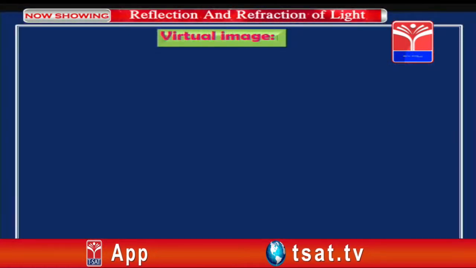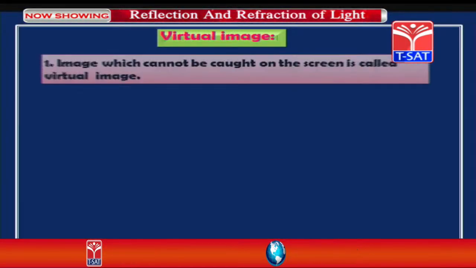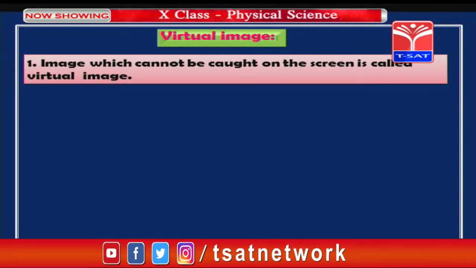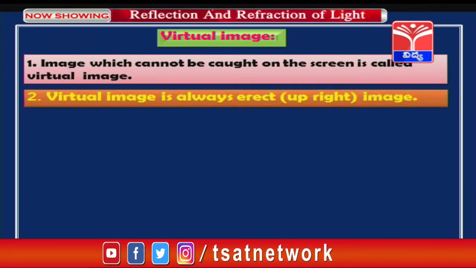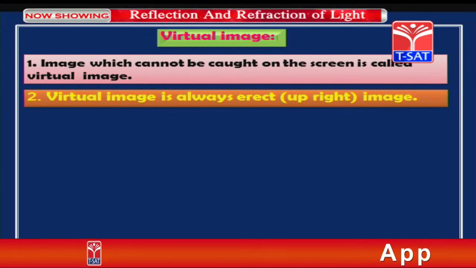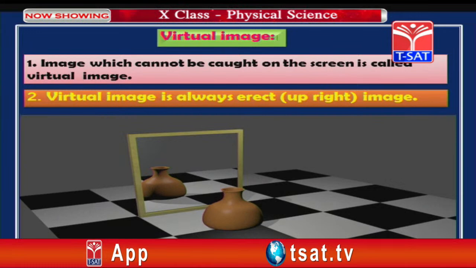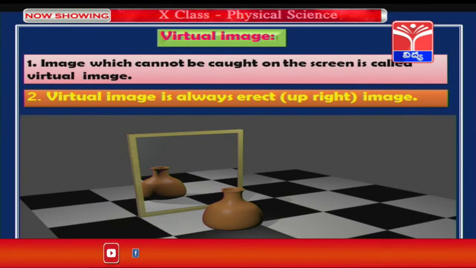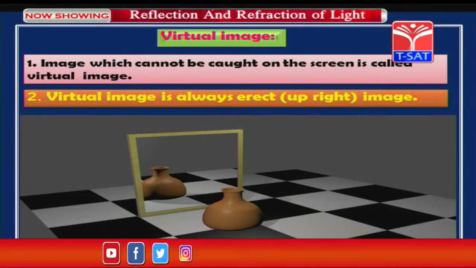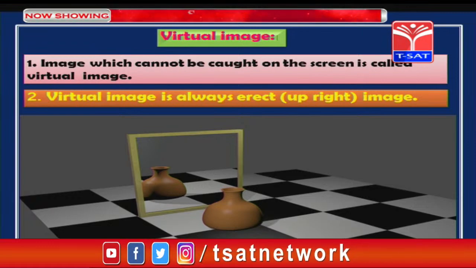Now, we will discuss about virtual image. Image which cannot be caught on the screen is called virtual image. Students, remember, virtual image is always erect image or upright image. Here we can see image formed by plane mirror is the virtual image.